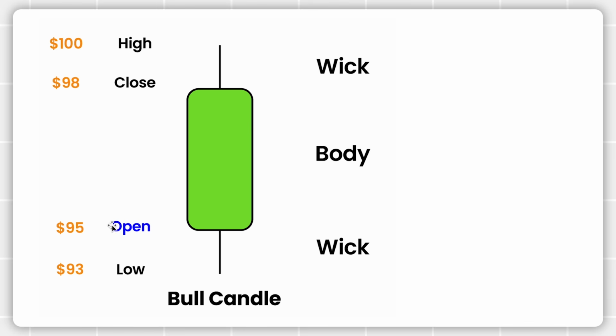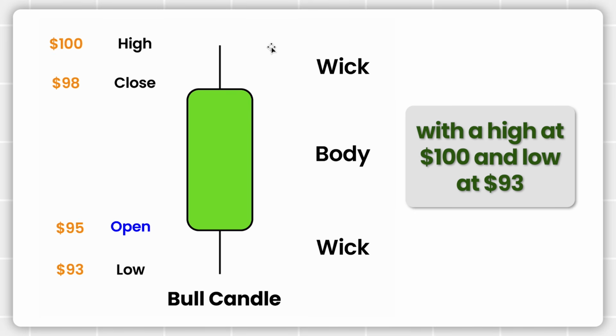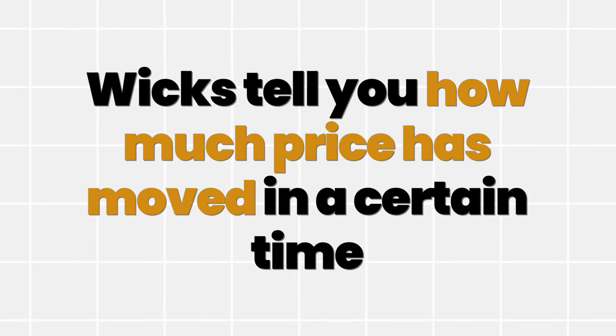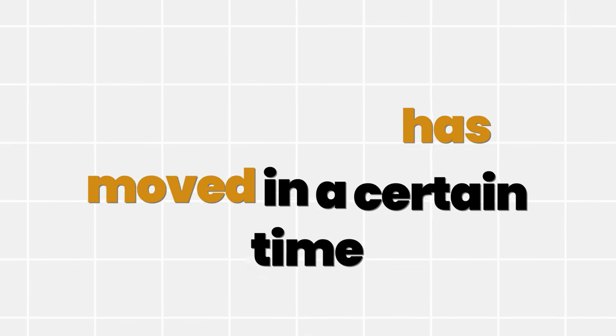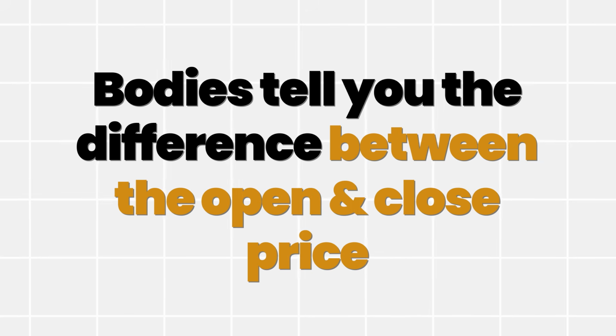Let's take an example, this bull candle right here. Price opened at $95, it went to a low of 93, and then pushed up to a high of 100, and then closed at 98. So the body will show you that the price opened at $95 and it closed at 98. And the wick will tell you that it went all the way down to 93 and all the way up to 100. It will tell you how much price moved within that certain time frame, while the body will show you the difference between the open price and the close price.